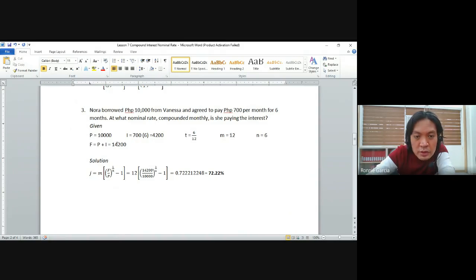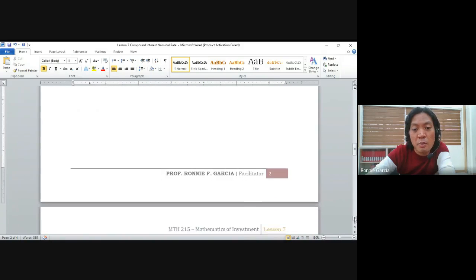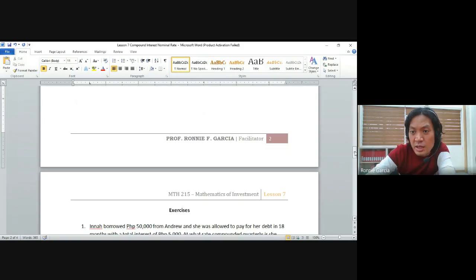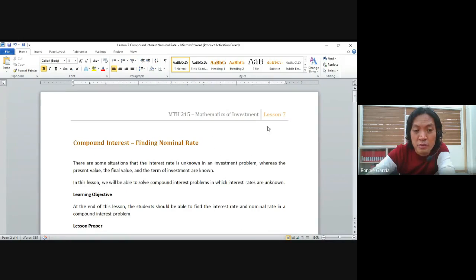Substituting those important values in our formula, we have m is equal to 12. That's why we have 12 times the quantity of 14,200, our F, over 10,000, our P, raised to the power of 1 over our n, which is 6, then minus 1. Calculating this, you should get this value, 72.22%. That is how to compute for the nominal rate in a particular compound interest problem. So I think that's it. So that is the pattern in solving for the nominal rate in a compound interest problem.